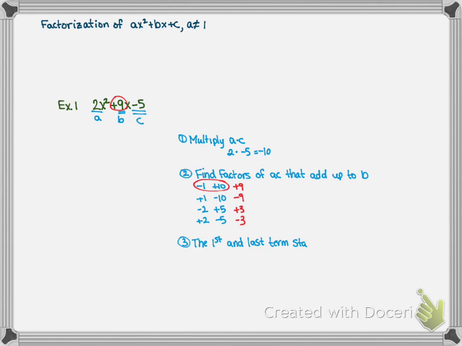Then, step 3, we're going to rewrite the example, keeping the first and last term the same, but now we're going to split the middle term using the pair of factors we found in step 2. So we'll write 2x squared, we'll write the minus 5. Those stay the same always. And instead of writing plus 9x, we're going to use the factors we found, negative 1 and positive 10, to write negative 1x, positive 10x. So we use these two factors.